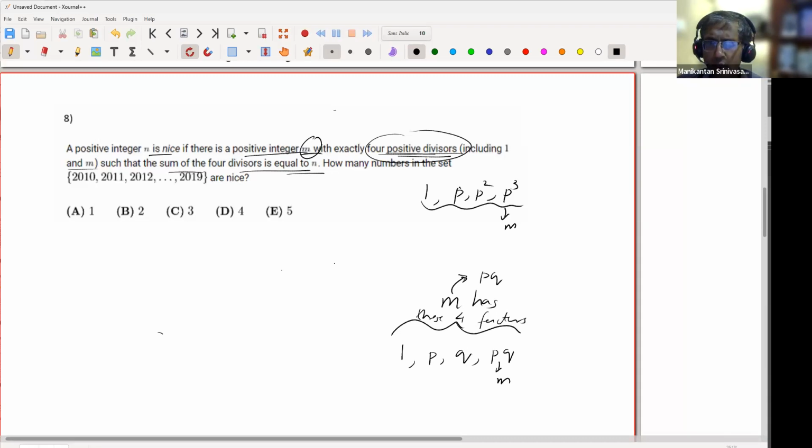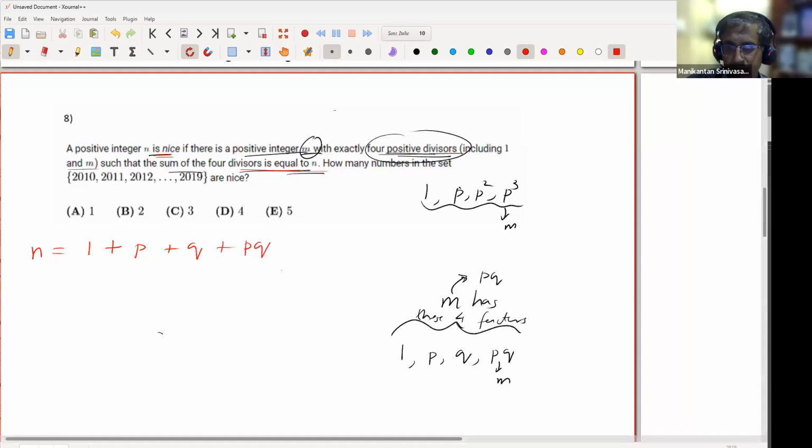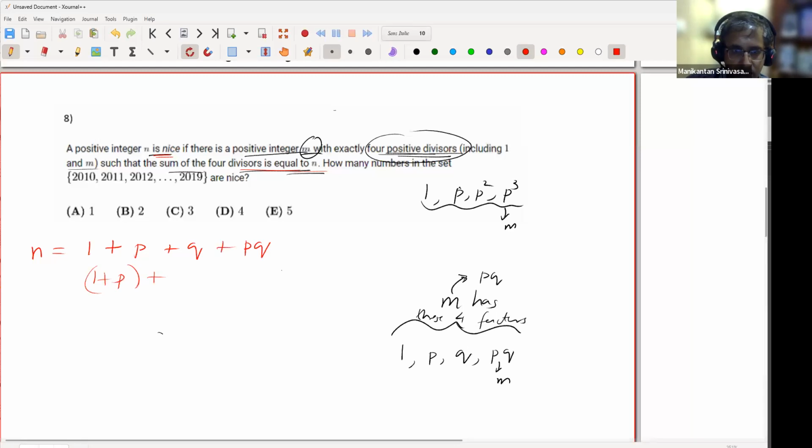First, forget the cube case. Let's consider the base case, the case where there are two distinct primes, p and q. Now n is nice if the sum of the four divisors equals n, which means n should be 1 plus p plus q plus pq. We can factorize this nicely. It's (1 plus p) times (1 plus q), in other words, (p plus 1) times (q plus 1).